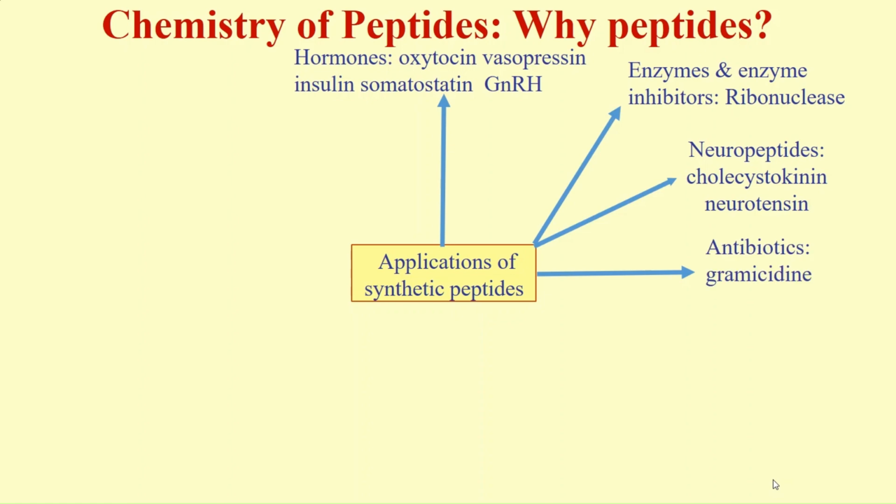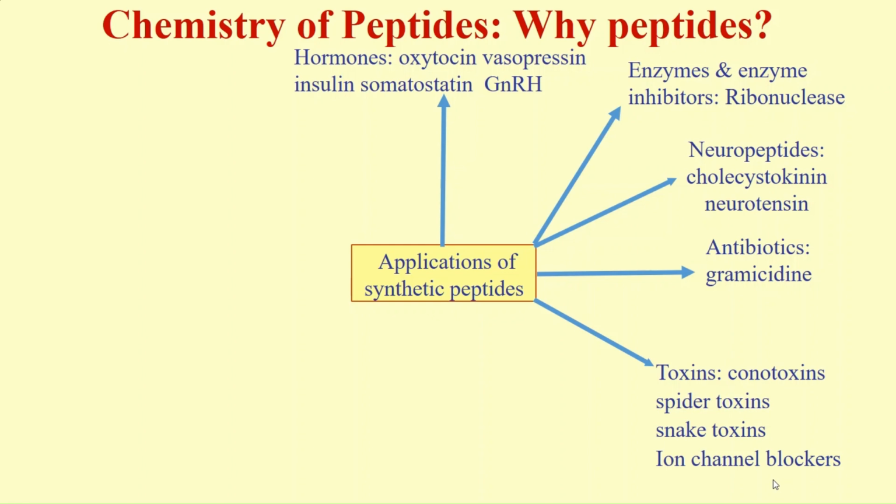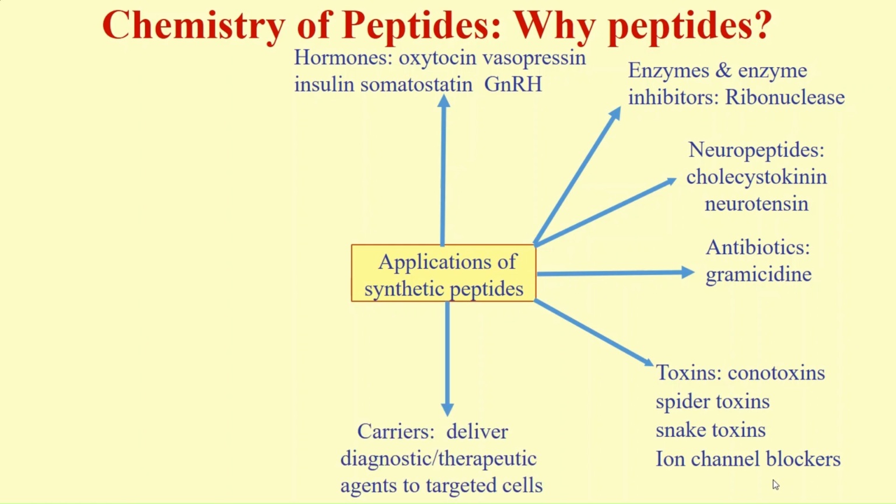Antibiotics which come under the category of peptides include gramicidin, which has antimicrobial property, especially for bacillus species. The spider toxins, snake toxins, conotoxins act as ion channel blockers and help to block the neuropathic pain. These synthetic peptides which we are going to prepare can be used for diagnostic purpose and also have therapeutic agent carrying capacity. It delivers the therapeutic agent to the site of action.